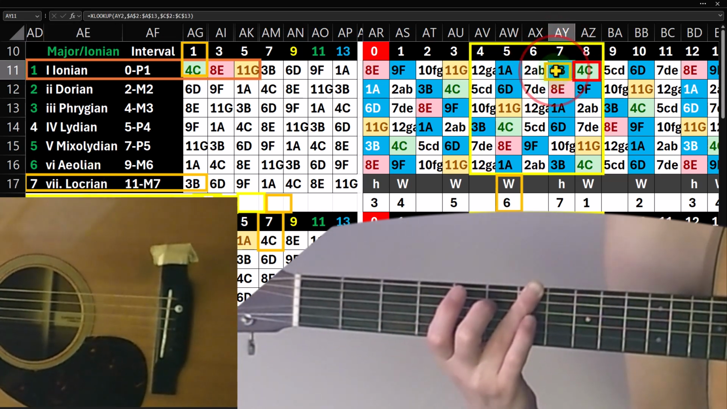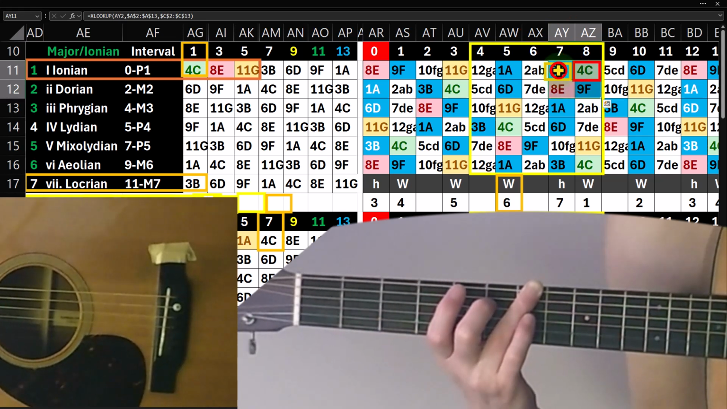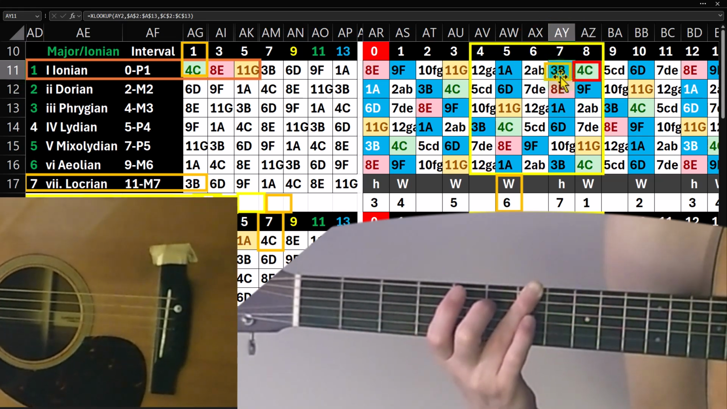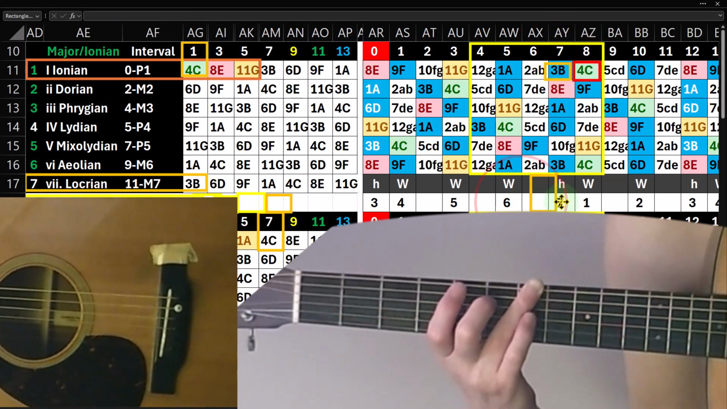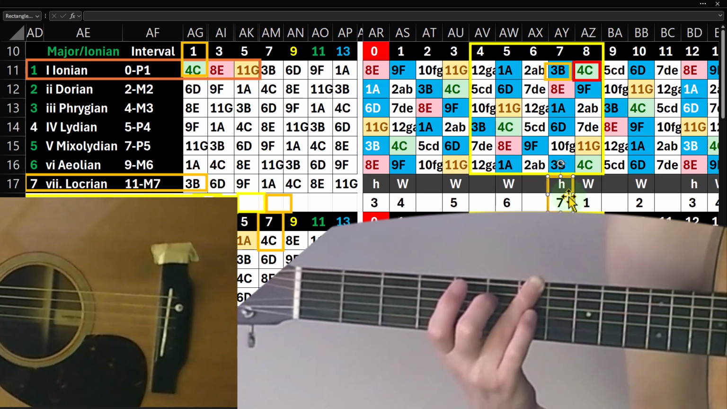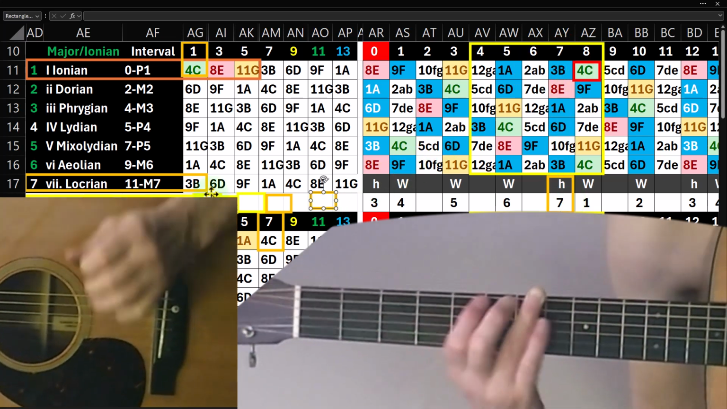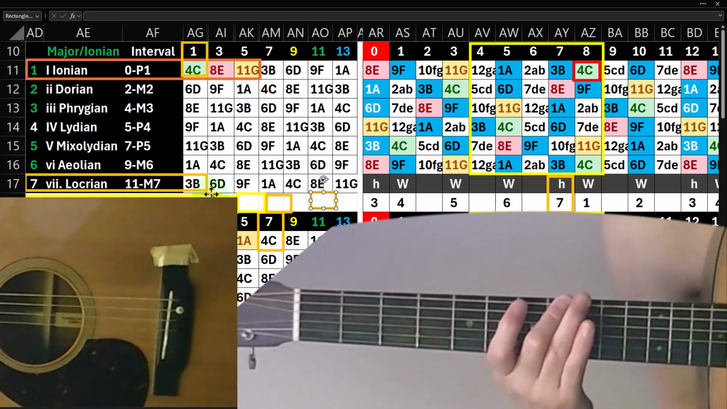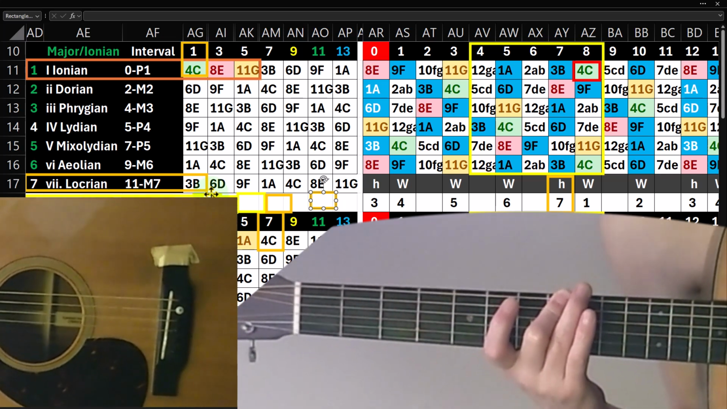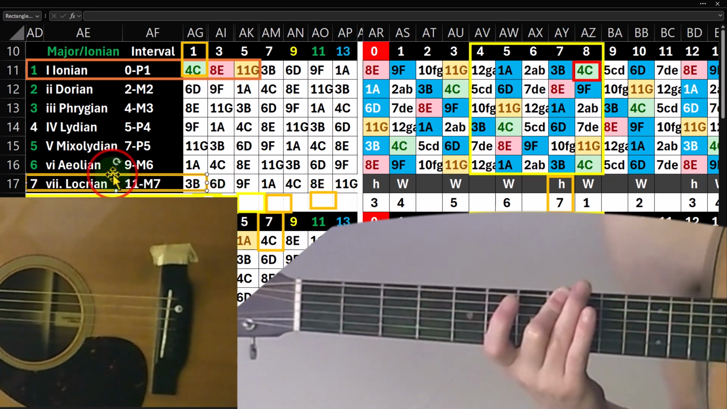So where does it live? It lives at the top of what I call the house or the box. And then we're going to go from the 7 back to the 1, or you can call it 8, which brings me back to the C. That's going to be a half step. And that's going to bring us back home.